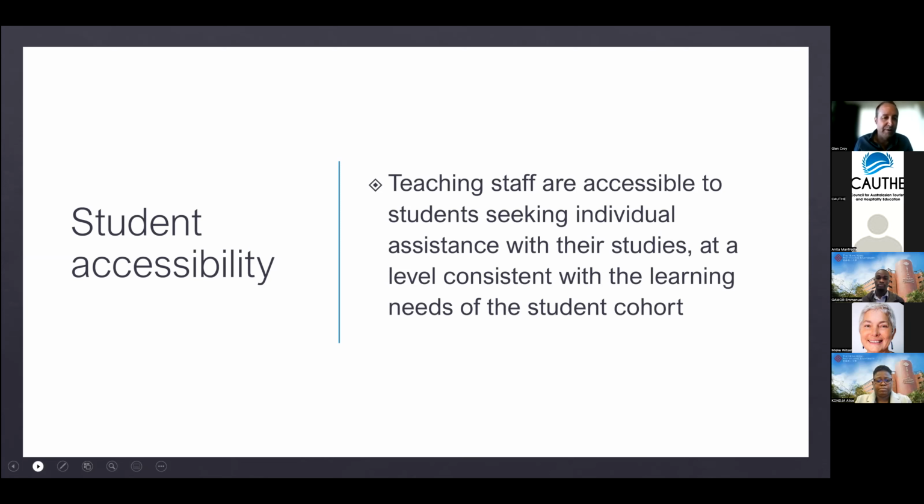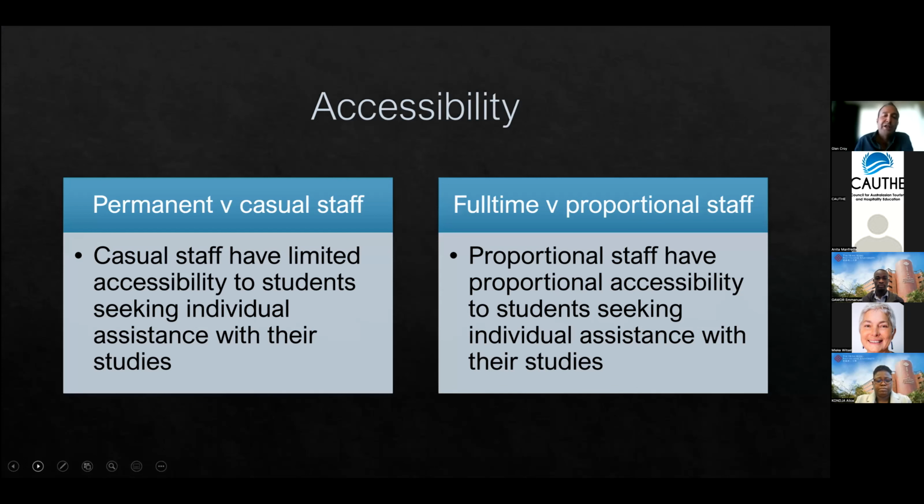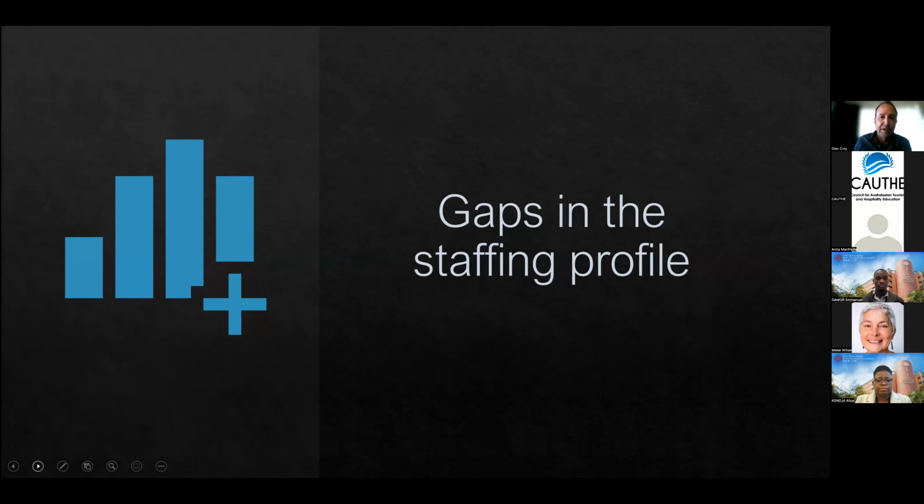And then, as I noted before, casual staff have limited accessibility, and proportional staff obviously have proportional access to students. So, gaps in the staffing profile. This is the last part.